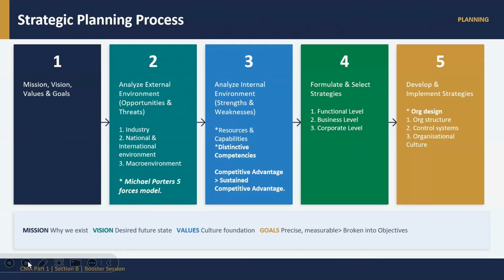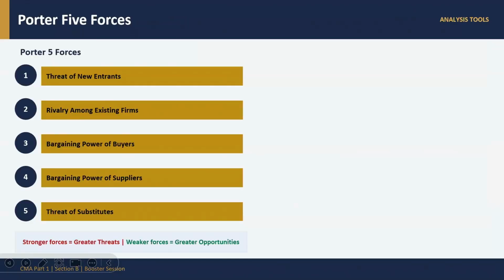Now, let us discuss about the Michael Porter's 5 forces model. So we studied this topic in our external environment analysis. Okay. So what does Michael Porter say? He says when we are analyzing our external environment, there are 5 majorly important things that you need to analyze. First up, the threat of new entrants. That means how easy it is for your competitors to enter your business.